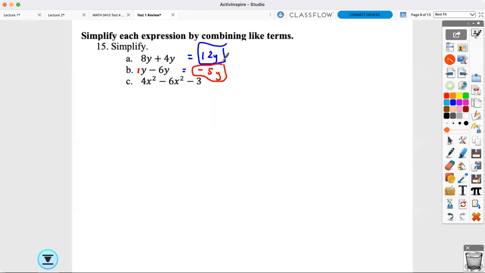Now in C, which ones are the only ones we can combine in C, class? Or can we combine all three? No, we can only combine the like terms. We can only combine these two. Negative 4x squared minus 6. So 4 take away 6 is negative 2x squared. And then bring down the minus 3 and we're done.